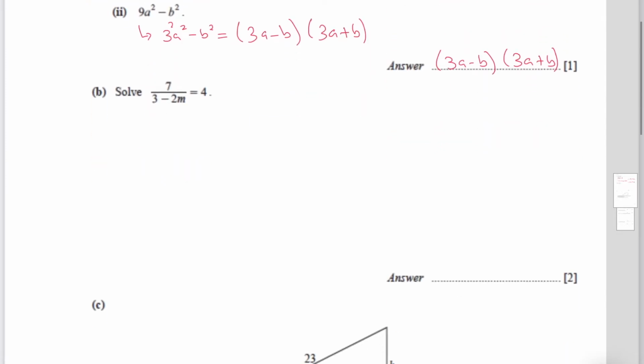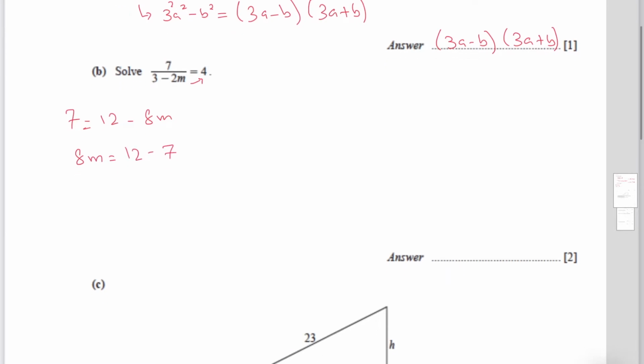The next part says solve 7 over 3 minus 2m equal to 4. In order to find the value of m, you cross multiply. So you multiply 3 minus 2m with 4. This becomes 7 equal to 4 times 3 is 12 minus 8m. M needs to be the subject. So I take negative 8m to the other side. This becomes 8m equal to 12 minus 7, as I brought 7 to the right side. So this becomes 8m equal to 5. M would be equal to 5 over 8.